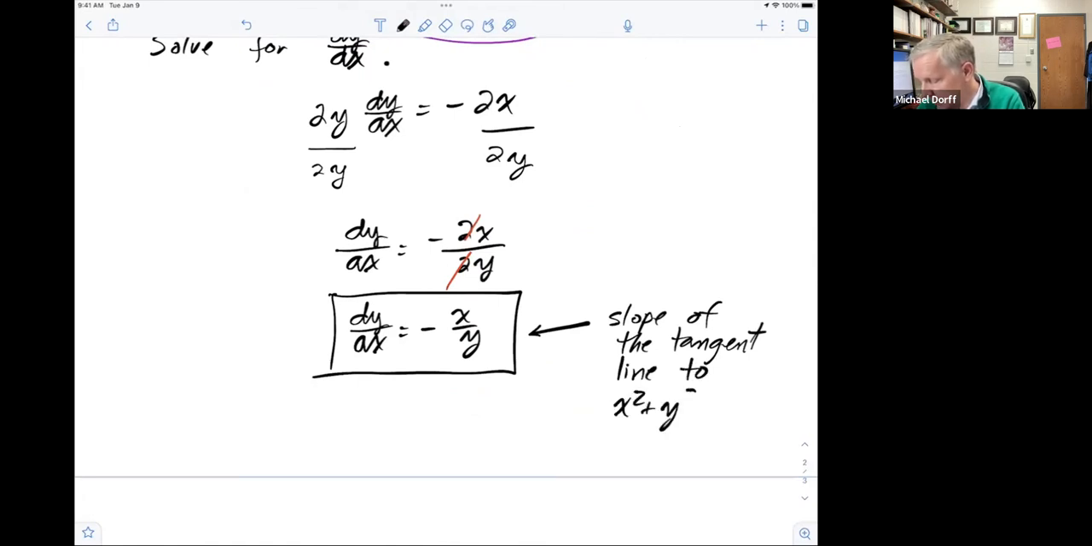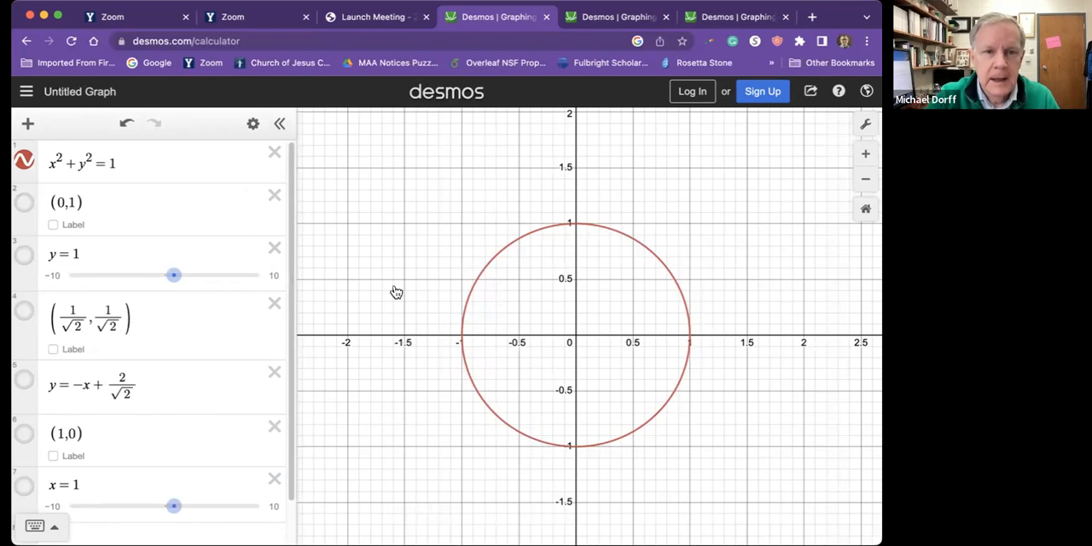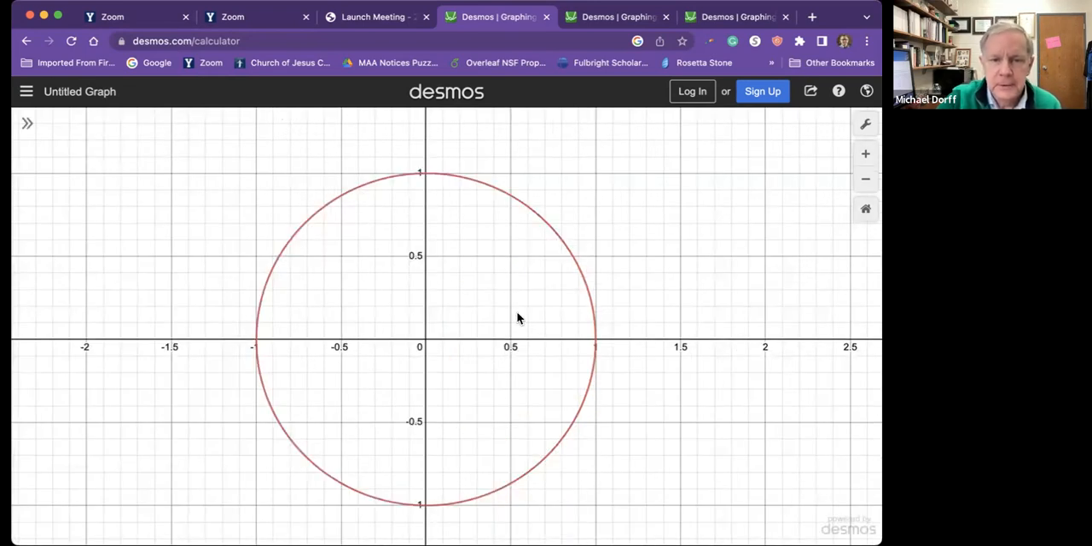And as I mentioned earlier, x squared plus y squared equals 1 is a circle. So let's look at this on Desmos. So here, bring up Desmos. So up here on the left, I have x squared plus y squared equals 1, and I have Desmos graphing it, and it looks like a circle. It's a circle of radius 1 centered at the origin.